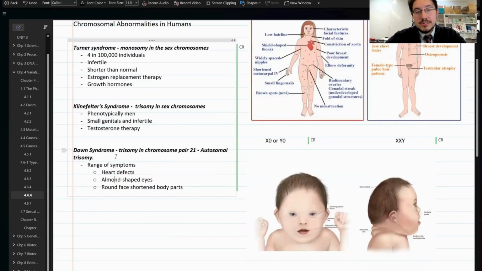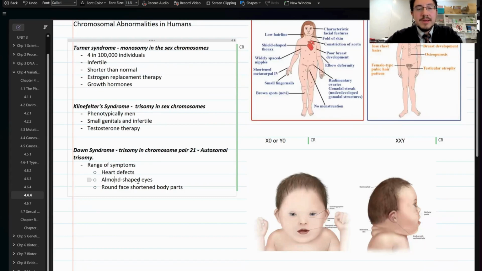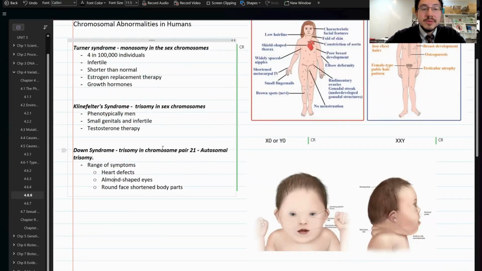And then you have Down syndrome, where you have trisomy in chromosome pair 21, which is an autosomal condition. This could vary in symptoms. They generally have almond-shaped eyes, as you can see here in this little infant, a round face, shortened body parts, and generally heart defects, but they could develop. So these are some examples of chromosomal abnormalities in humans.